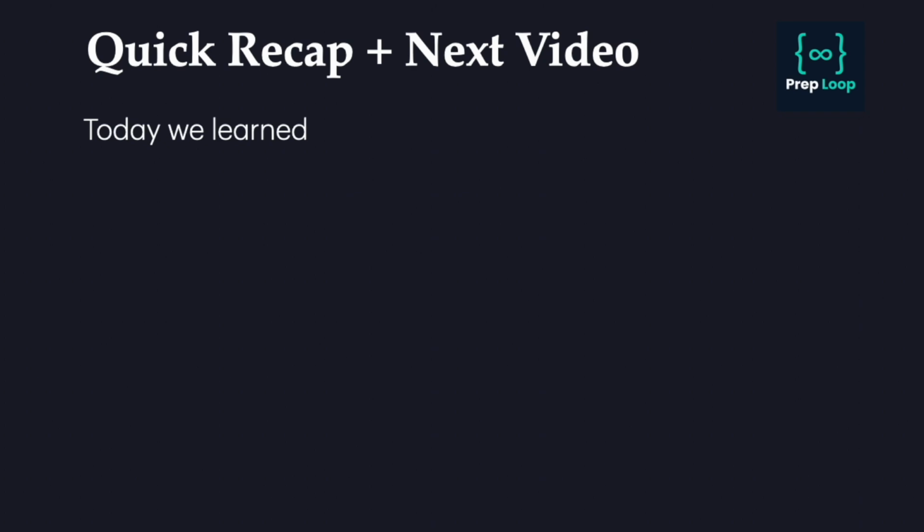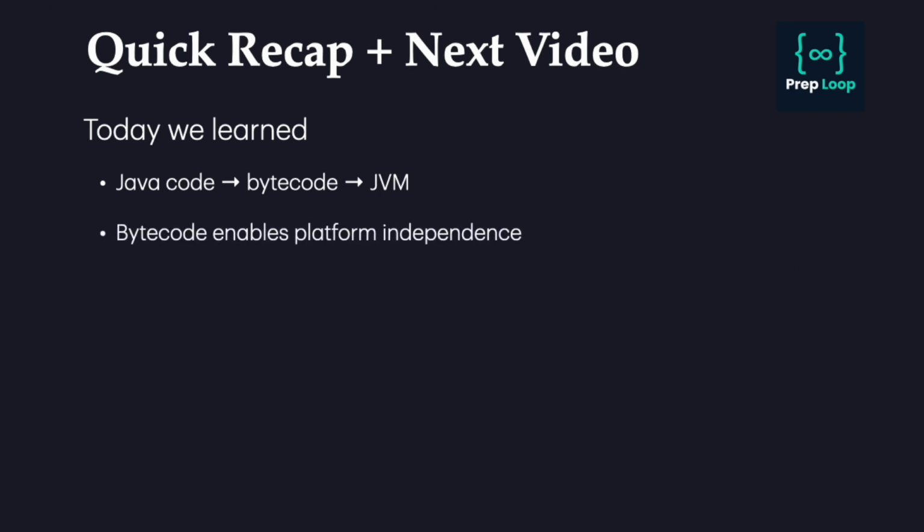And let's quickly recap what we learned today. Like I said again, Java code is converted into bytecode and the JVM executes that bytecode and manages everything at runtime. And this design makes Java platform independent and reliable.